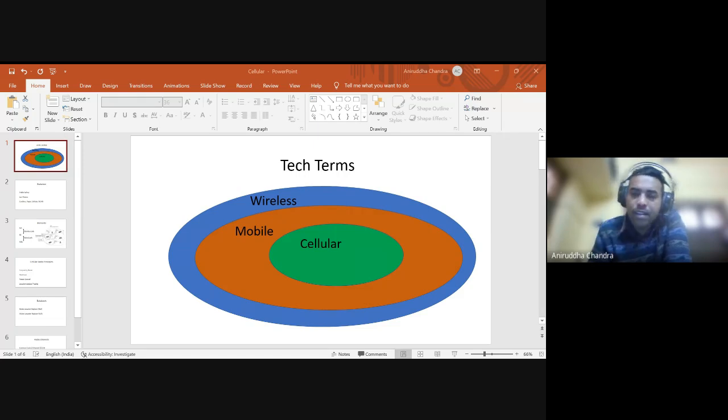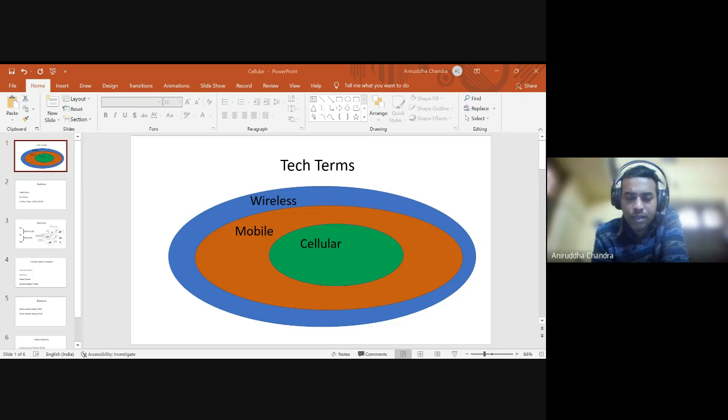Now, mobile is a subset of wireless where at least one end of the link is movable, like either the transmitter or the receiver, or both are movable. So there is some fixed wireless, and there are mostly mobile wireless kinds of things. Mobile wireless can be a cordless phone or a walkie talkie and so on, but all these technologies are not necessarily cellular. So, what is cellular? Cellular is a technology which is mobile and wireless, but it is based on cells.